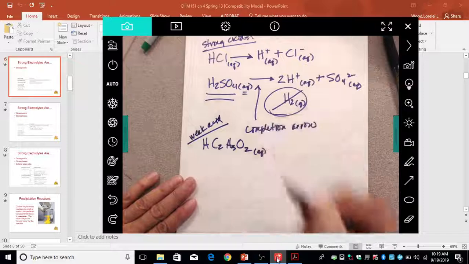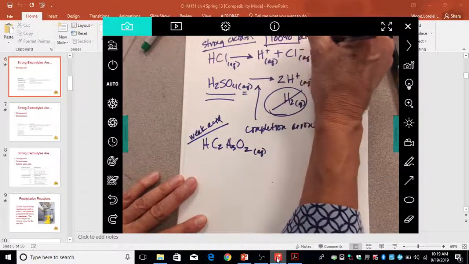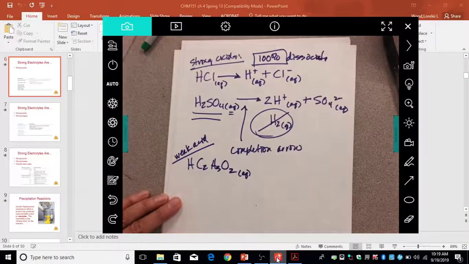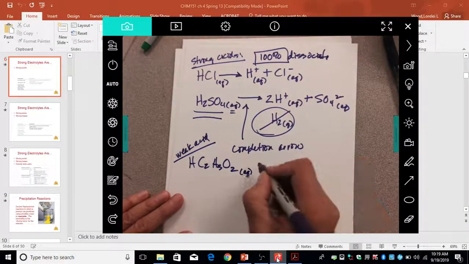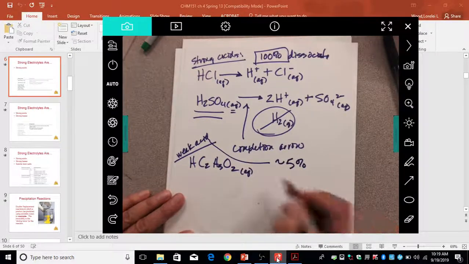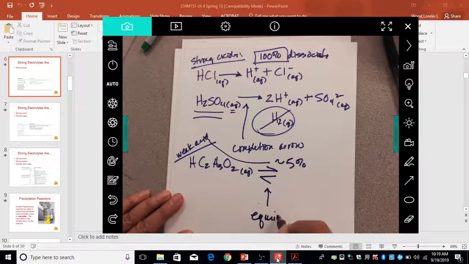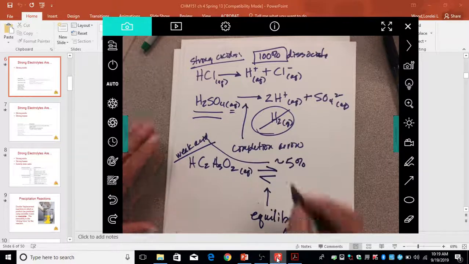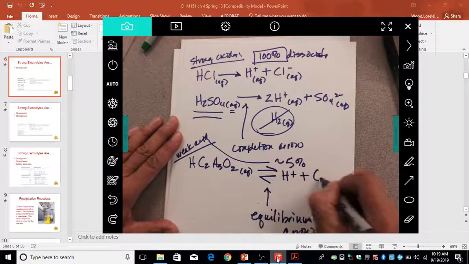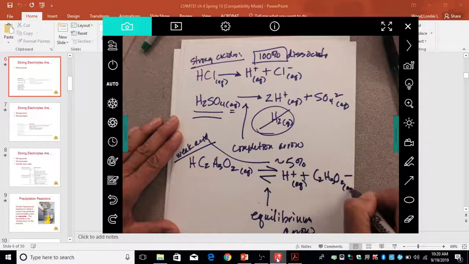It only partially dissociates. Here, 100% dissociates. Right? 100% of strong acids dissociate. Weak acids, maybe 5%. So just a few. And we use what's called an equilibrium arrow. Which means that, yes, we have some of these things that break up into their component ions, of course, in aqueous solution.